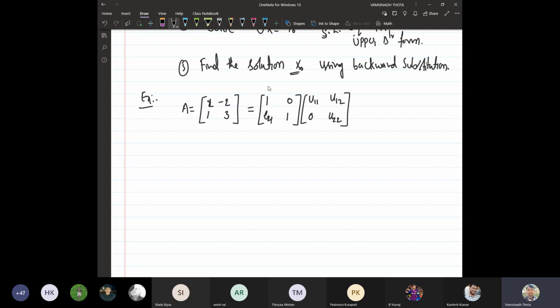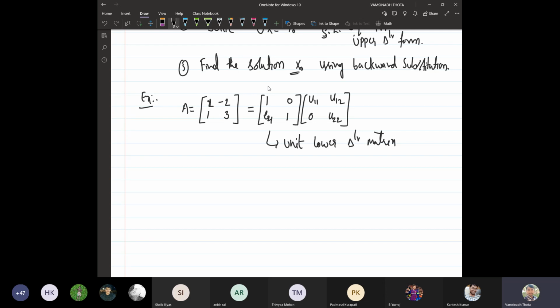Suppose in a lower triangular matrix all the principal diagonal elements are equal to 1, then that is something called a unit lower triangular matrix. So this is what we call a unit lower triangular matrix.